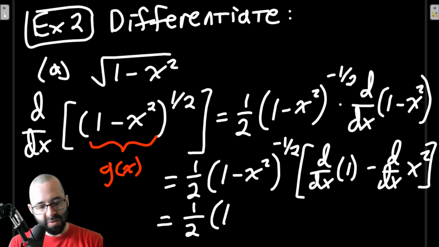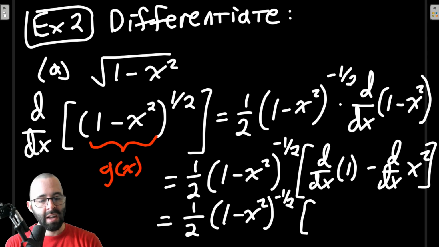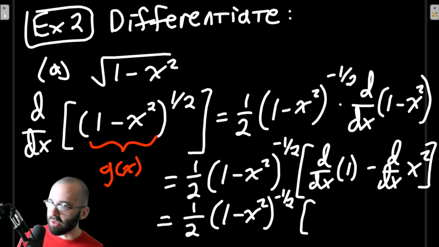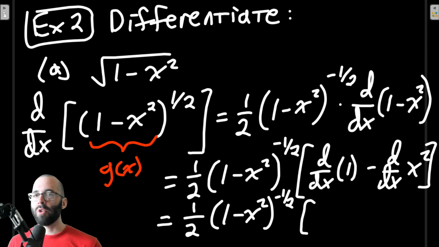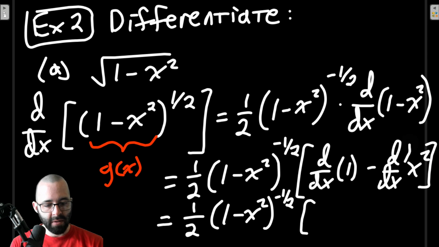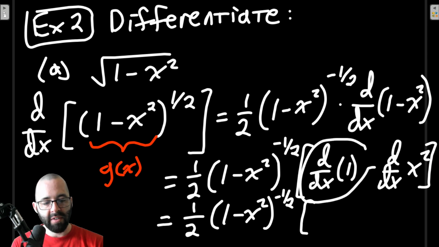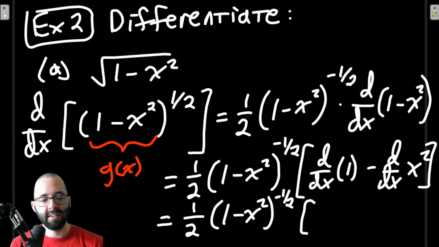1/2 times 1 minus x squared times negative 1/2 times the derivative of 1. Now, don't confuse the constant multiple rule with taking the derivative of a constant function. If we had a multiple up here, the multiple could come out in front. But all this is the derivative of a constant function. This is the derivative of a flat line.